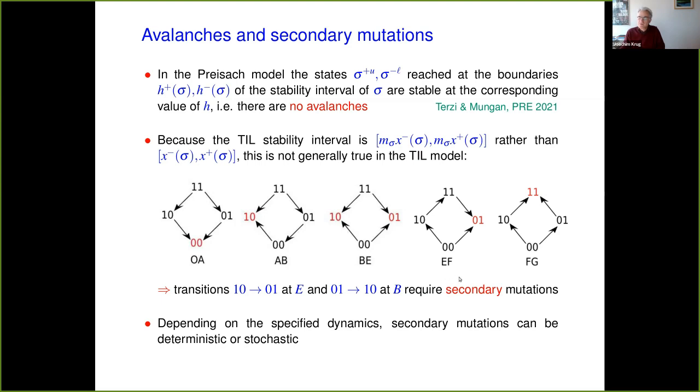And so we call these secondary mutations. So in the Tile model, actually, there are avalanches. Once a peak in the fitness landscape goes unstable, you generally have to do multiple steps in order to reach a new peak. And in this particular situation, this path was actually deterministic, but in general, in a larger fitness landscape, the secondary mutations can also be stochastic, in the sense that there can be multiple possibilities where you can go to find a new peak.